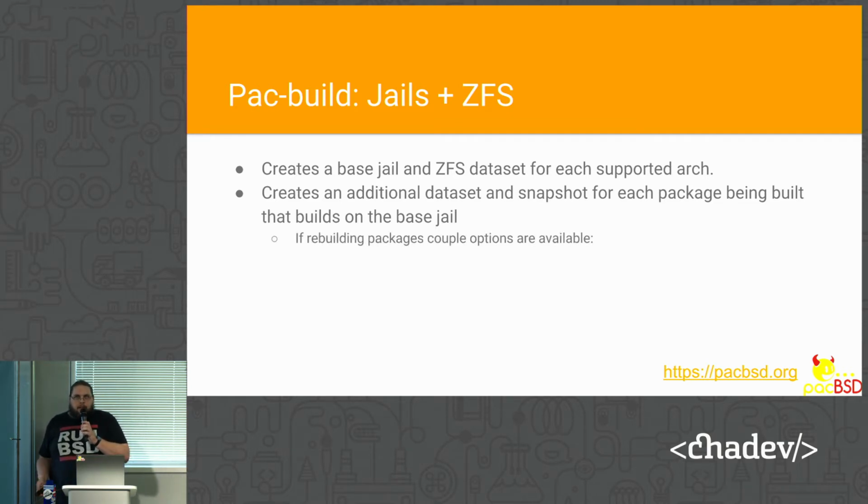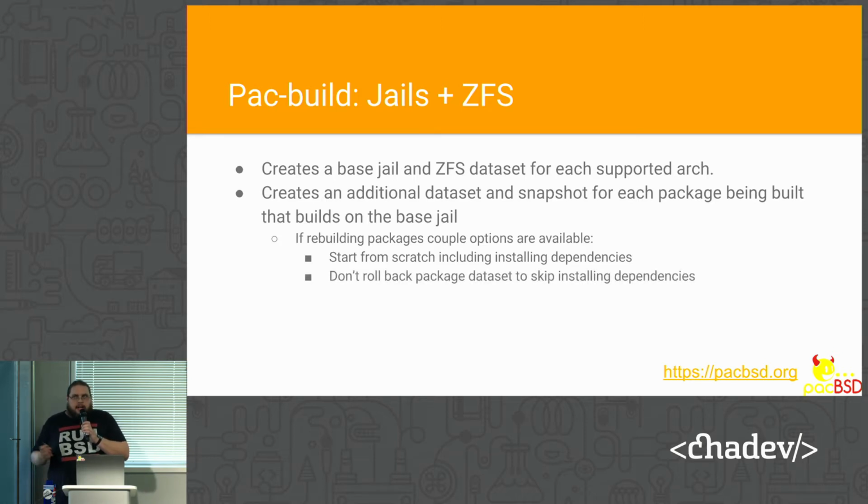And so if, say, the build fails and you have to rebuild it, there's a couple of options available. You can start from scratch. This means that second dataset will basically get recreated. We restore it from the snapshot, so it's a fresh state. Or you can skip that step, and if you didn't change dependencies, you can just keep those dependencies installed, skip having to worry about that, and continue on.